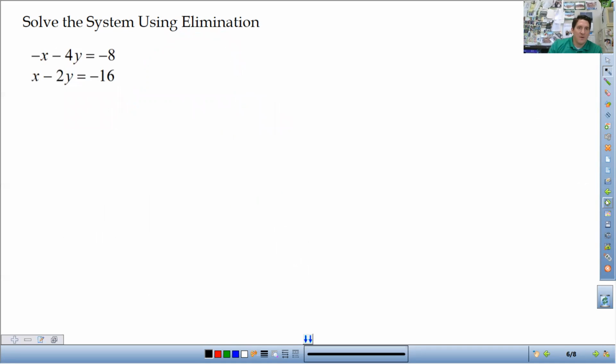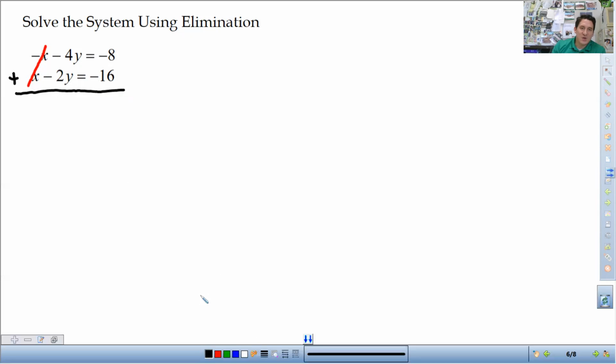All right, this one with a bunch of negatives. So first step, we're going to add them together. It's also helpful to look at the equations before you add, just so you know what's going to eliminate. So we have negative x minus 4y is equal to negative 8, and then x minus 2y is equal to negative 16. So here we have our negative x, positive x. When we add those together, that's what's going to eliminate.